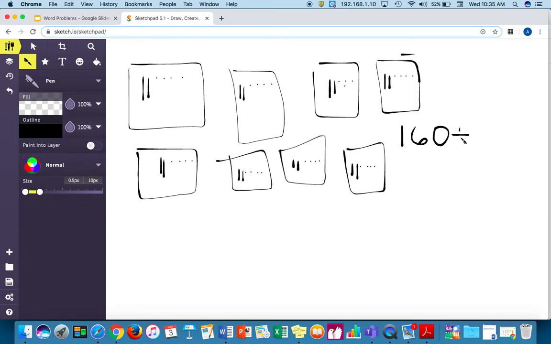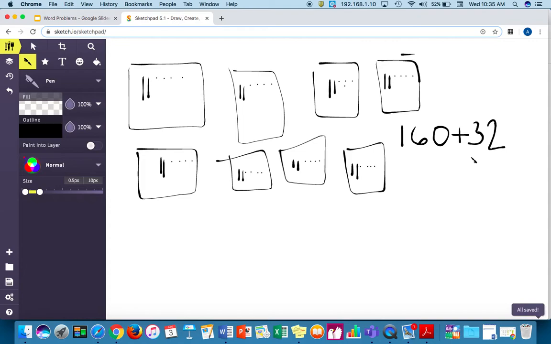Now we need to count all of the 1s and bring them together. 1, 2, 3, 4, 5, 6, 7, 8, 9, 10, 11, 12, 13, 14, 15, 16, 17, 18, 19, 20, 21, 22, 23, 24, 25, 26, 27, 28, 29, 30, 31, 32.